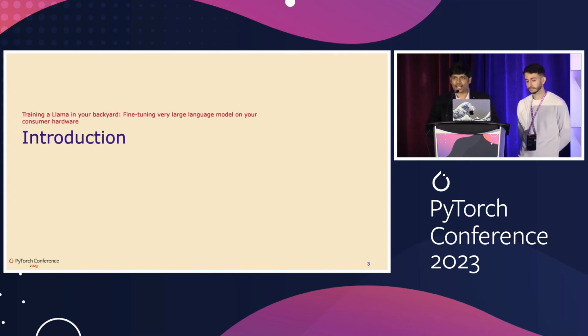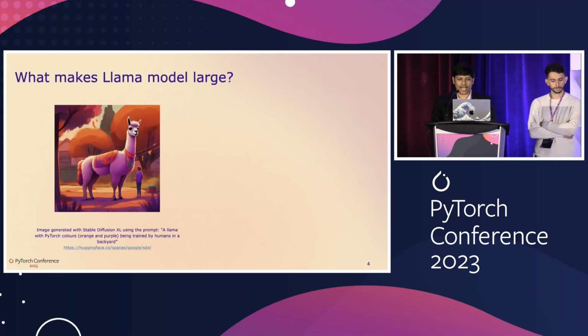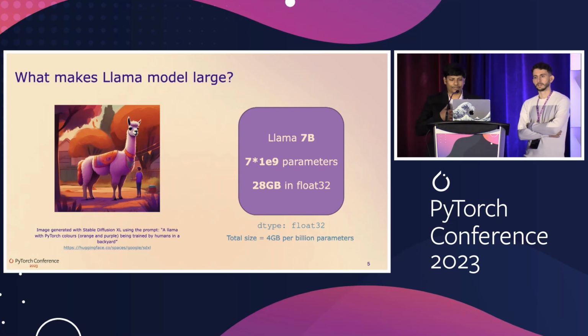So first, we'll look at what makes a model large and why fine-tuning becomes expensive as the model gets larger and larger. The memory required to load the model depends on two things: the number of parameters of the model and the precision in which you are loading it. For this, we'll take the LLaMA 7 billion parameter model as an example. Here, if we load the model in full precision, that is float32, the memory required per billion parameters is 4 GB. So in total, we require 7 times 4, that is 28 GB, to just load the model in full precision.